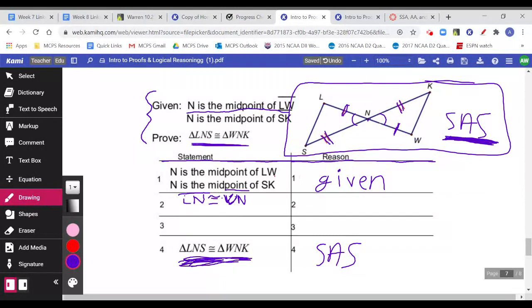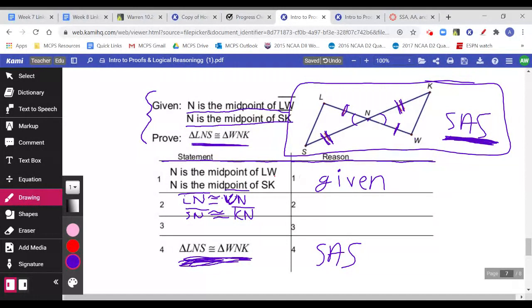And then the other thing that I claimed from my givens was that N was the midpoint of SK. So again, when I said that, I was able to mark two things on the diagram. I could say that SN was congruent to KN. So in this same step, I'm going to claim that that is also true. I'm going to say that SN is congruent to KN.